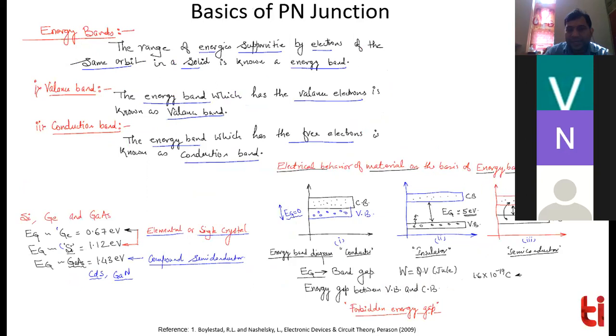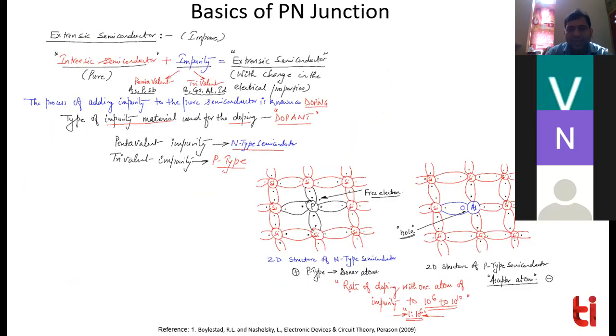We have discussed the energy bands: what the energy band gap is in case of a semiconductor, in case of an insulator, and in case of a conductor. Then we have also seen how the covalent bonding and the doping take place. If you are doping the semiconductor material with a phosphorus atom, it's an N-type semiconductor, and if you are doping it with a trivalent impurity, it's a P-type semiconductor.